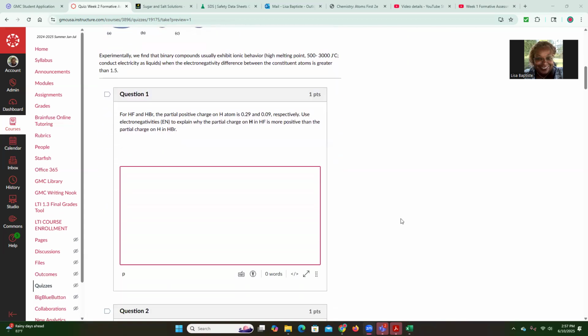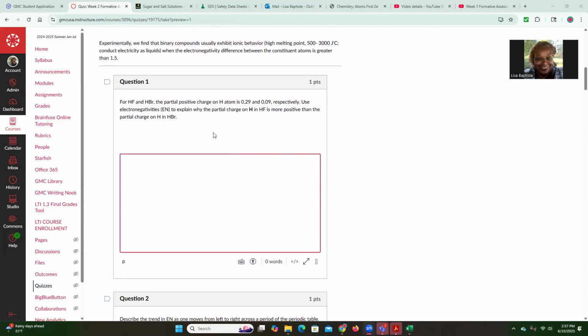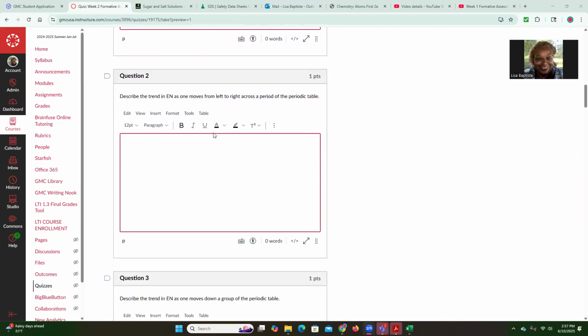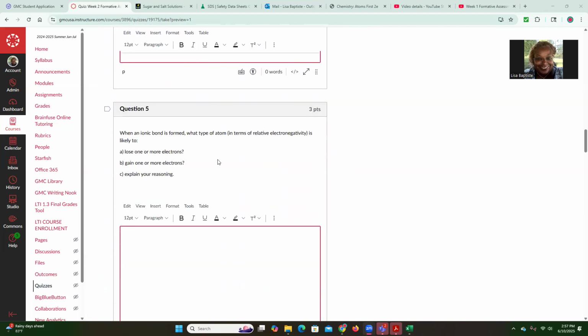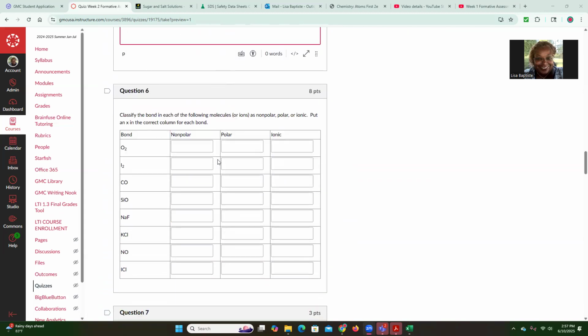When you go through the questions in this first part, you're answering questions based on the electronegativities. That's questions 1, 2, 3, 4, 5, and 6. One thing I want to point out for question 6: there are boxes here, but not all these boxes need to be filled in. What you want to do is classify each bond in each of the following molecules as nonpolar, polar, or ionic and put an X in the correct box.